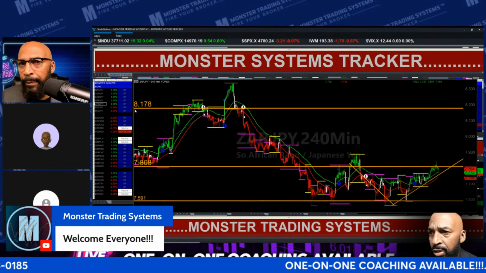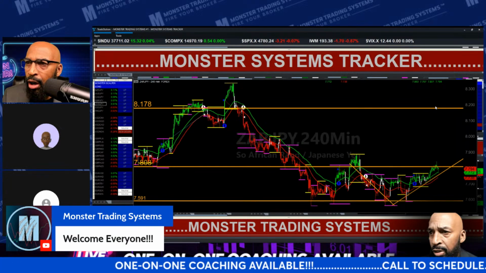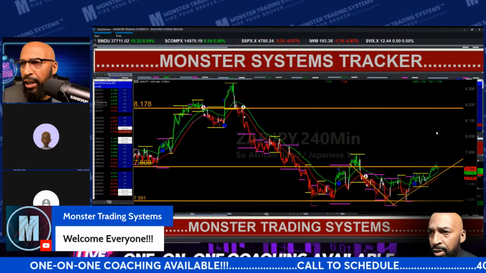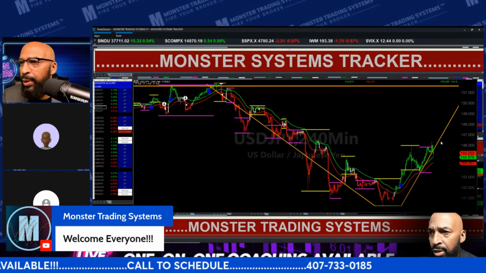Absolutely great trade there. ZAR yen, all right, buy signal here. Looking to break out. Target is here. First target, second target there. Dollar yen continuing to move higher.